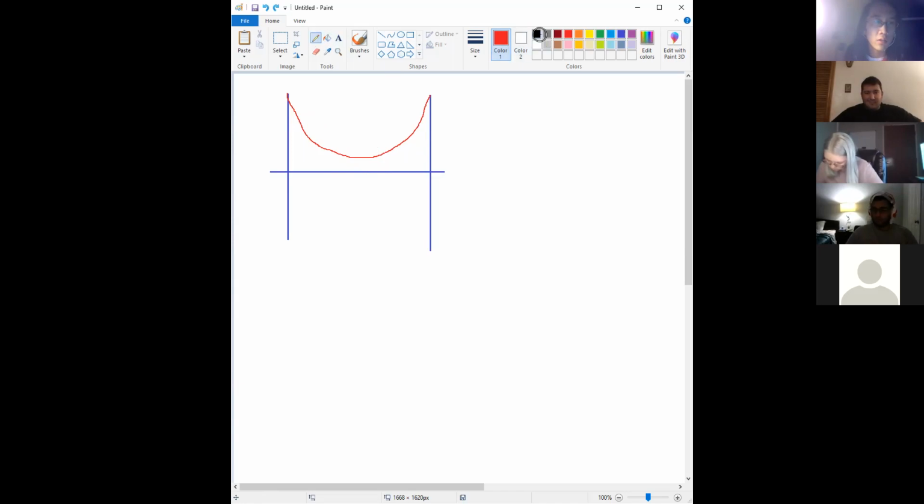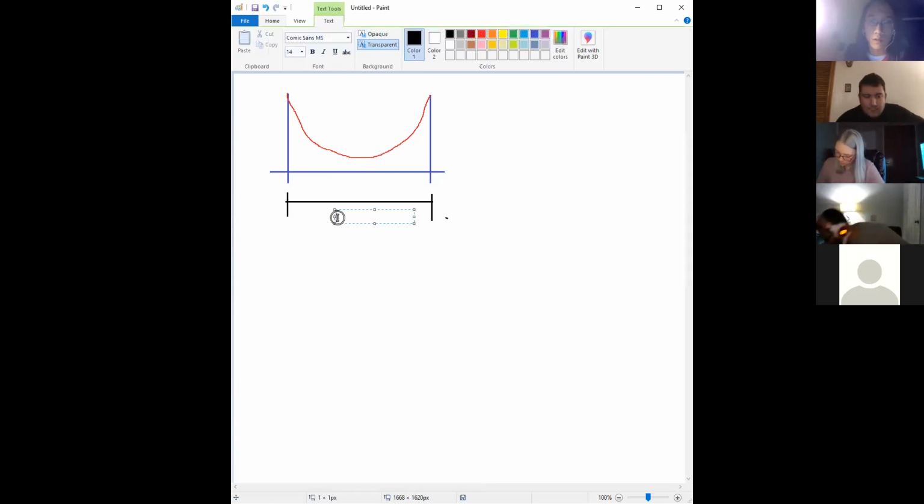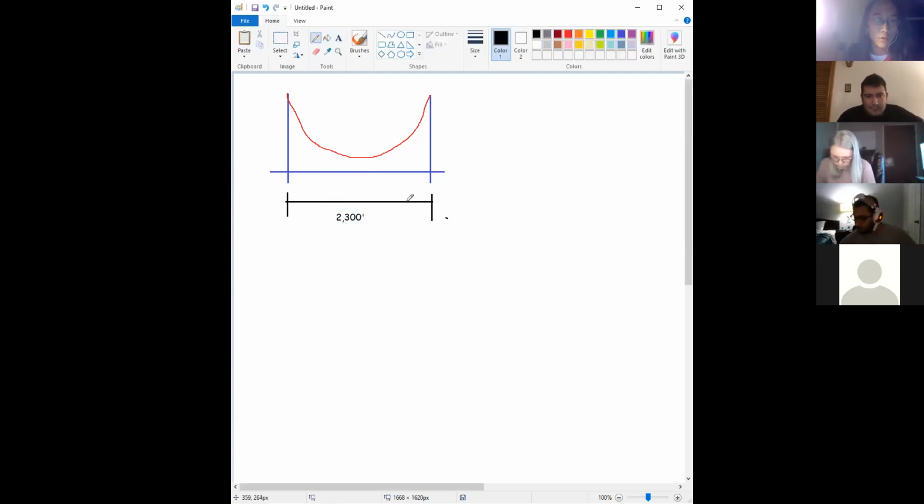All right, I just realized I made this way too long. So we have a length. We're just looking at the cable right now. We have a length of 2,300 feet, right there. And then we have the height of the cable, I think. No, I'm just gonna simplify this. I'm just gonna make this reach the bottom of the bridge.